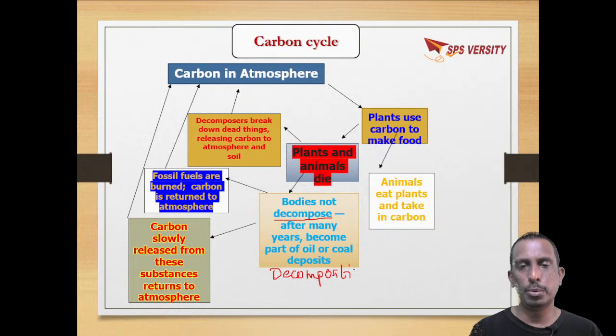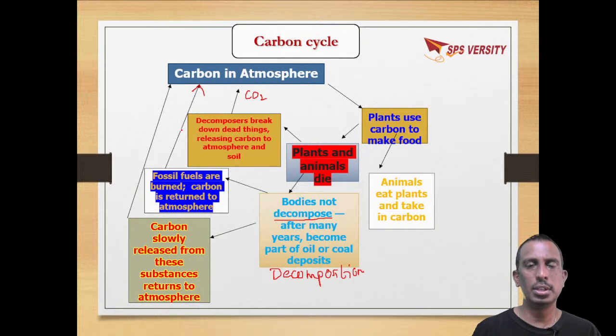So due to the decomposition process, a lot of steps will take place. Due to decomposition, CO2 is released into the atmosphere. As and when the plants die, decomposition releases CO2 into the atmosphere. And next, by burning fossil fuels, the carbon is returned to the atmosphere in the form of carbon dioxide.